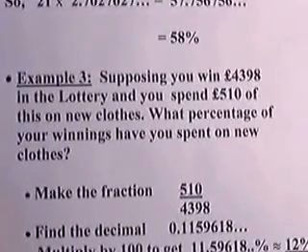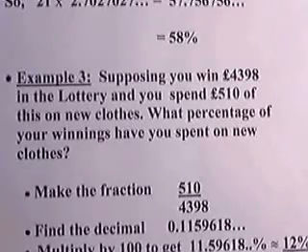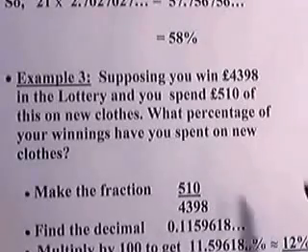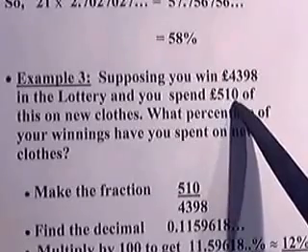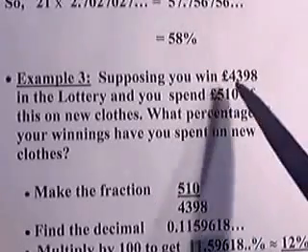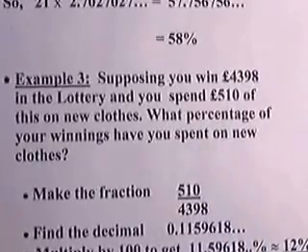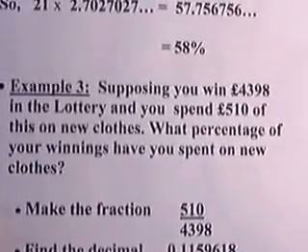So we end up with 11.59618%, which rounded to the nearest percentage point is 12%. So you have spent 12% of your winnings on clothes. So £510 is 12% of £4,398.